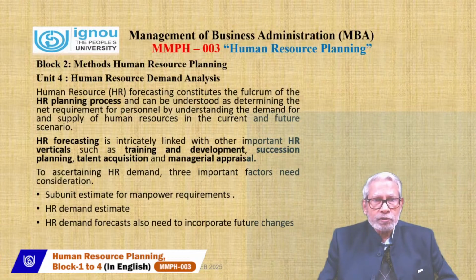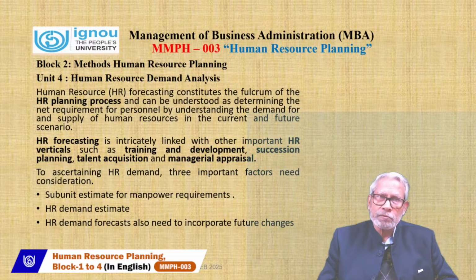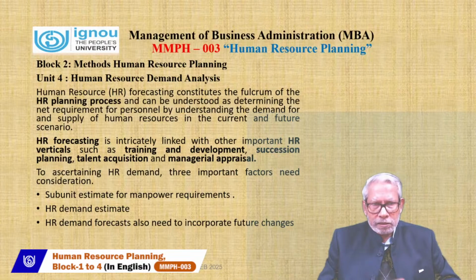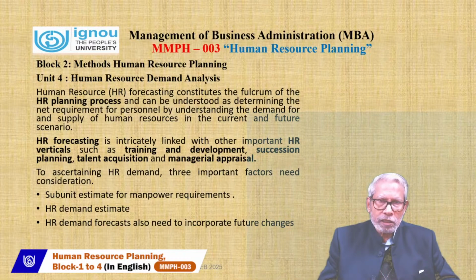Now, unit number 4, that is human resource demand analysis. There you see the human resource forecast. The forecast is the fulcrum of the HR planning process. Some of the important HR verticals are training and development, which is very important, succession planning, talent acquisition, and managerial appraisals. These are all basically important for the HR verticals.